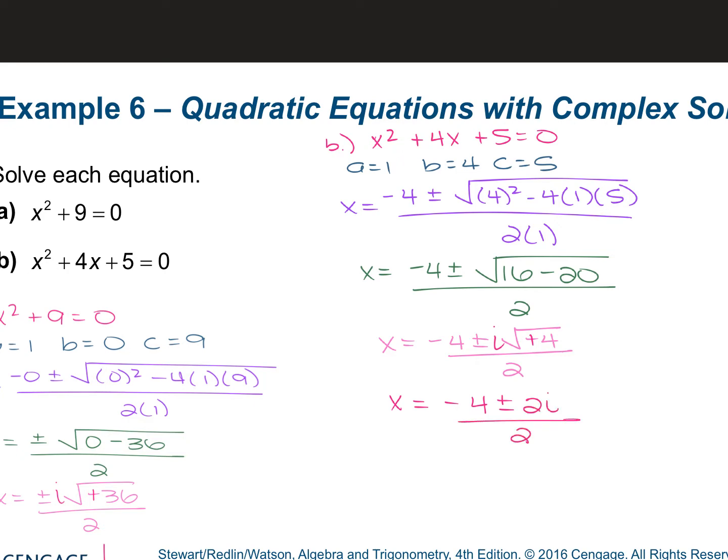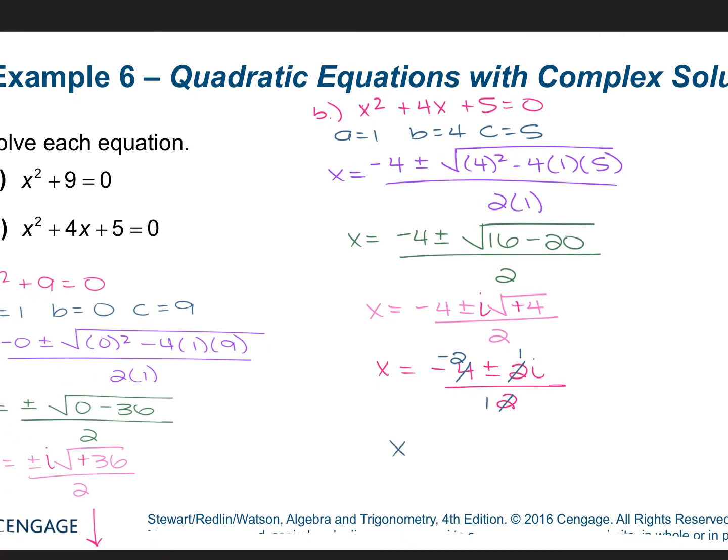The 2 in the denominator goes into both the negative 4 and the 2i evenly. So we're going to simplify that. The 2 on the bottom would become 1. The negative 4 on the top would become negative 2. And the 2i would become 1i, or just i. So that would give you a solution of negative 2 plus or minus i.